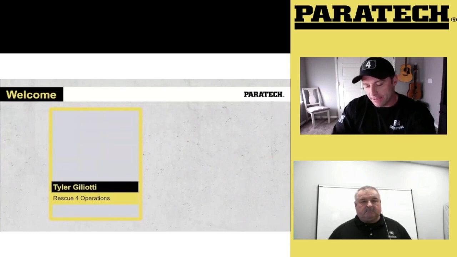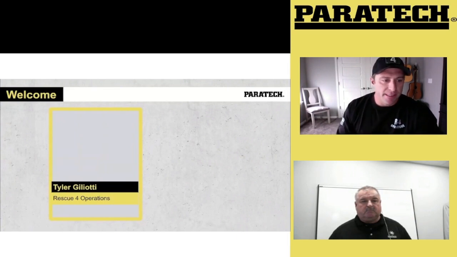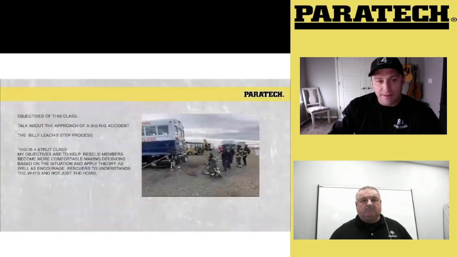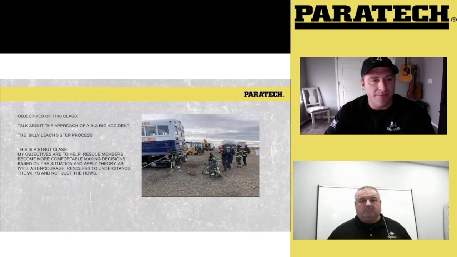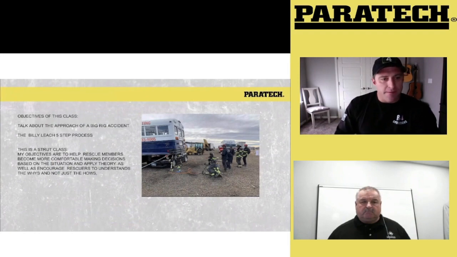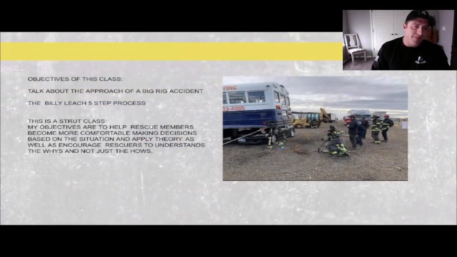So the things that we're going to talk about today are mainly based on strut theory and strut application, and how to implement them with angles and our strapping. Our objectives include the approach to big rig accidents. We're going to use the five-step Billy Leach process to do that. We'll start with the first three steps of the five-step process, so that we understand each other on how we're going to get to the lifting portion.